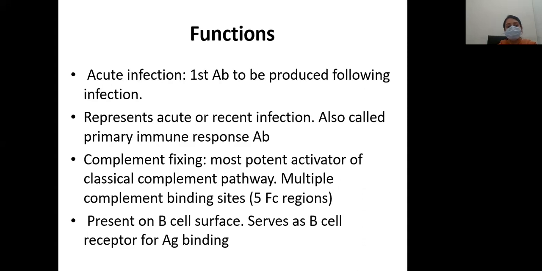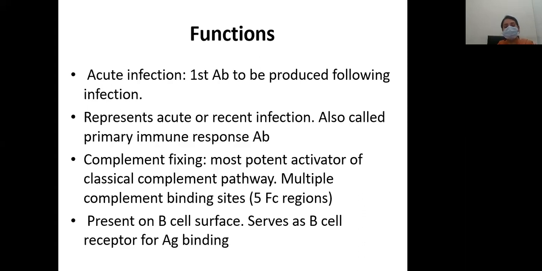Function. IgM always represents an acute infection. First antibody to be produced following the infection. So IgM represents an acute infection, while IgG represents a chronic or previous past infection. Okay, then it also represents acute or recent infections, and is also called the primary immune response antibody.